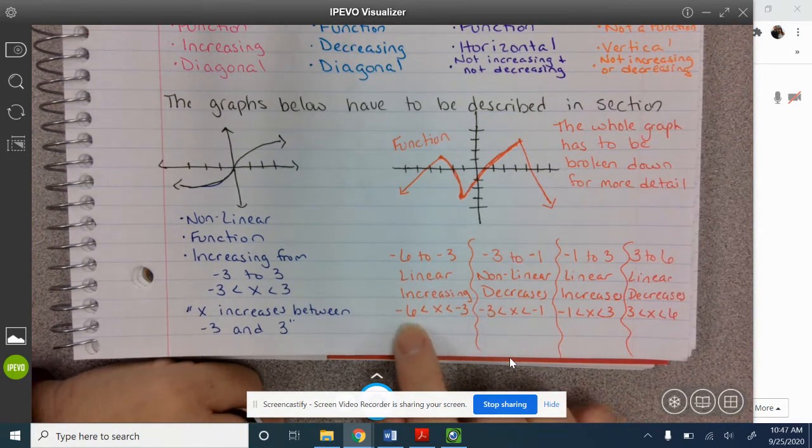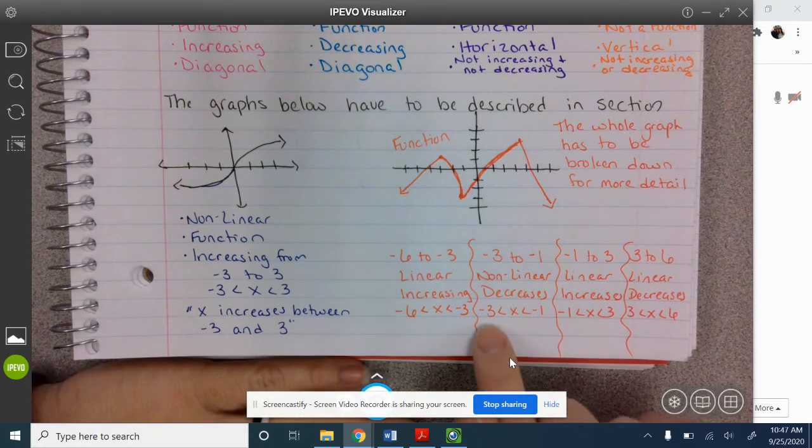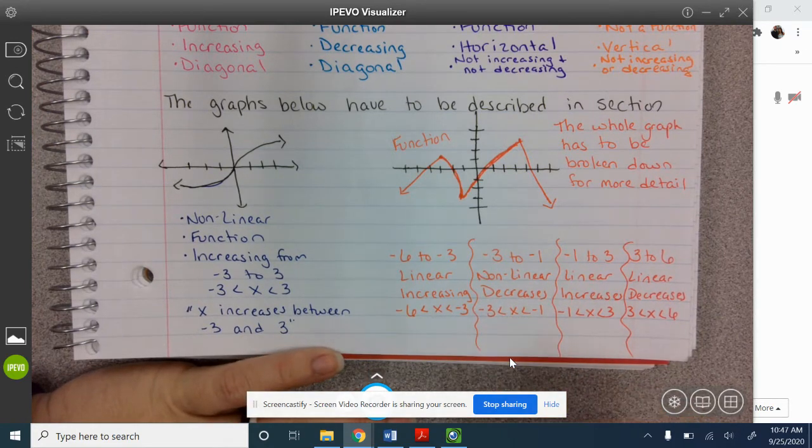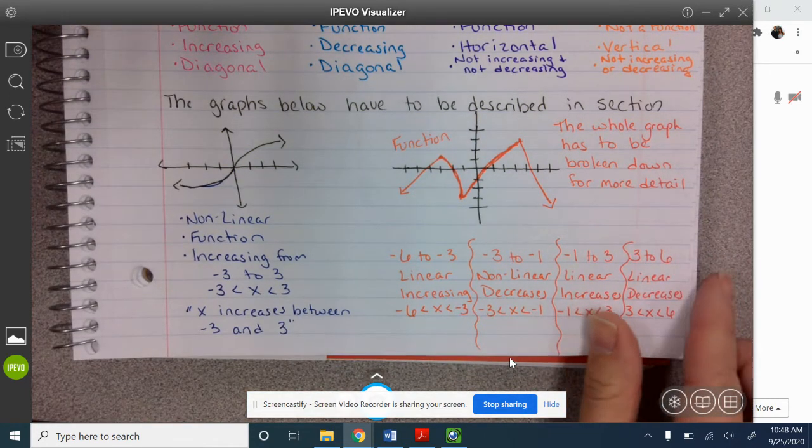So you would write those if it asked you where it was nonlinear and decreasing. Your answer would be -3 is less than x is less than -1. That means that our x, the number we're looking for, or the graph, is between -3 and -1.